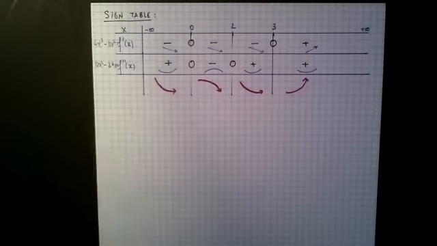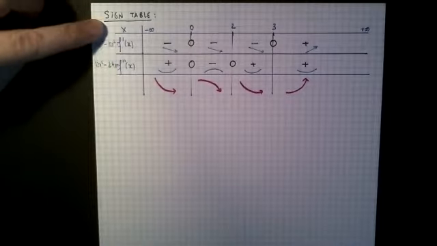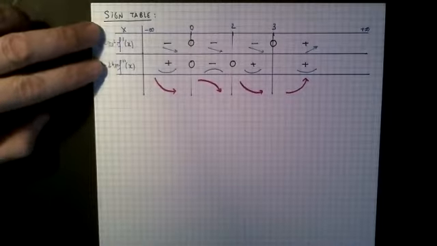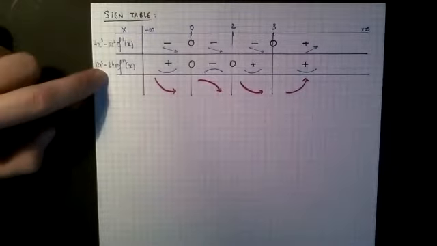Making the sign table, you don't include the regular function. You mean another row here with the function? Yeah, you don't care about that. In this case, we could have.